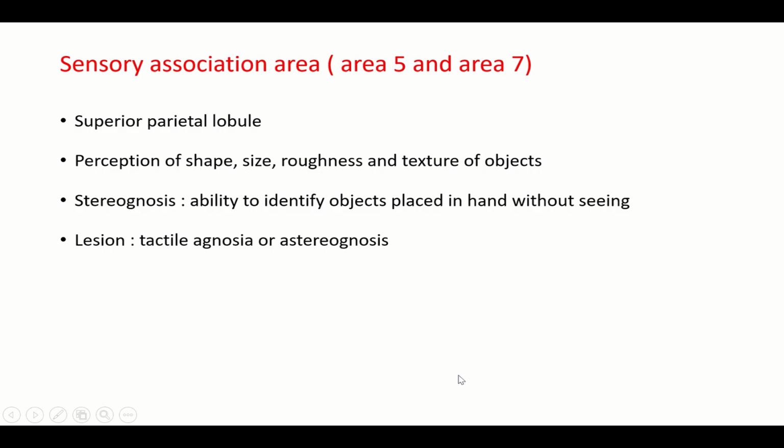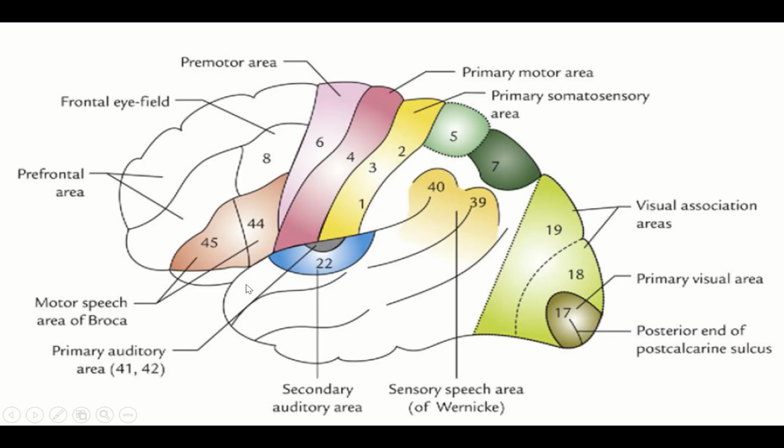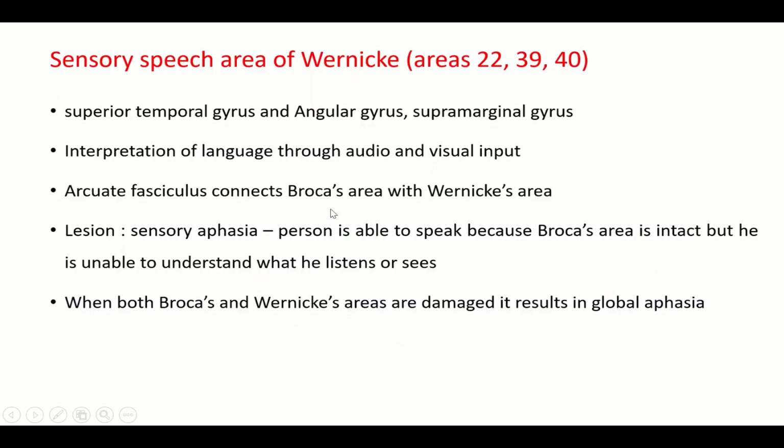That means if I ask you to close your eyes and put something which you already know in your hand, you will not be able to identify it if there is a lesion to the sensory association area. As long as this is intact, even by closing eyes, we'll be able to identify known objects placed in the hand, like a coin, pen, or mobile. But if this area is damaged, then we will not be able to identify the objects by closing our eyes, just with the hands. So this is the sensory association area.